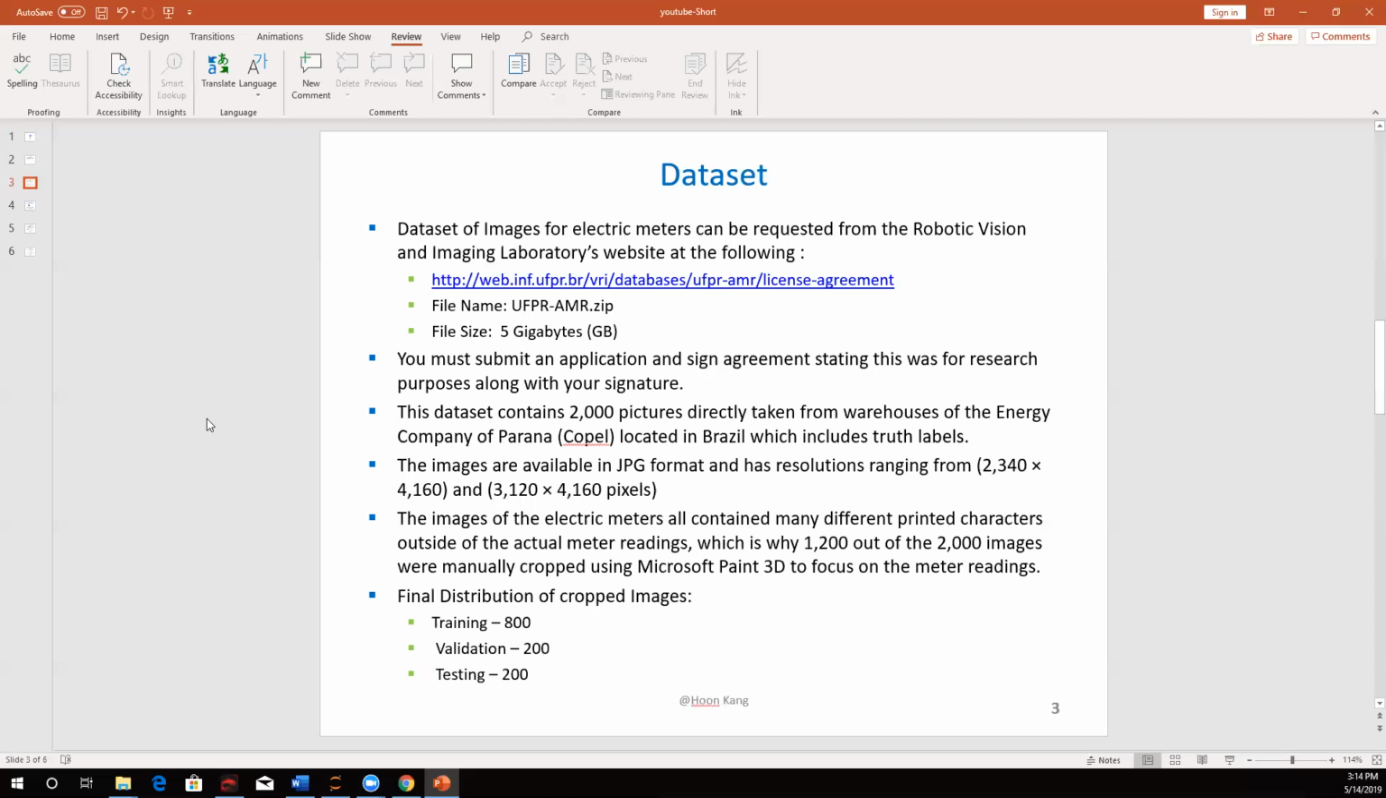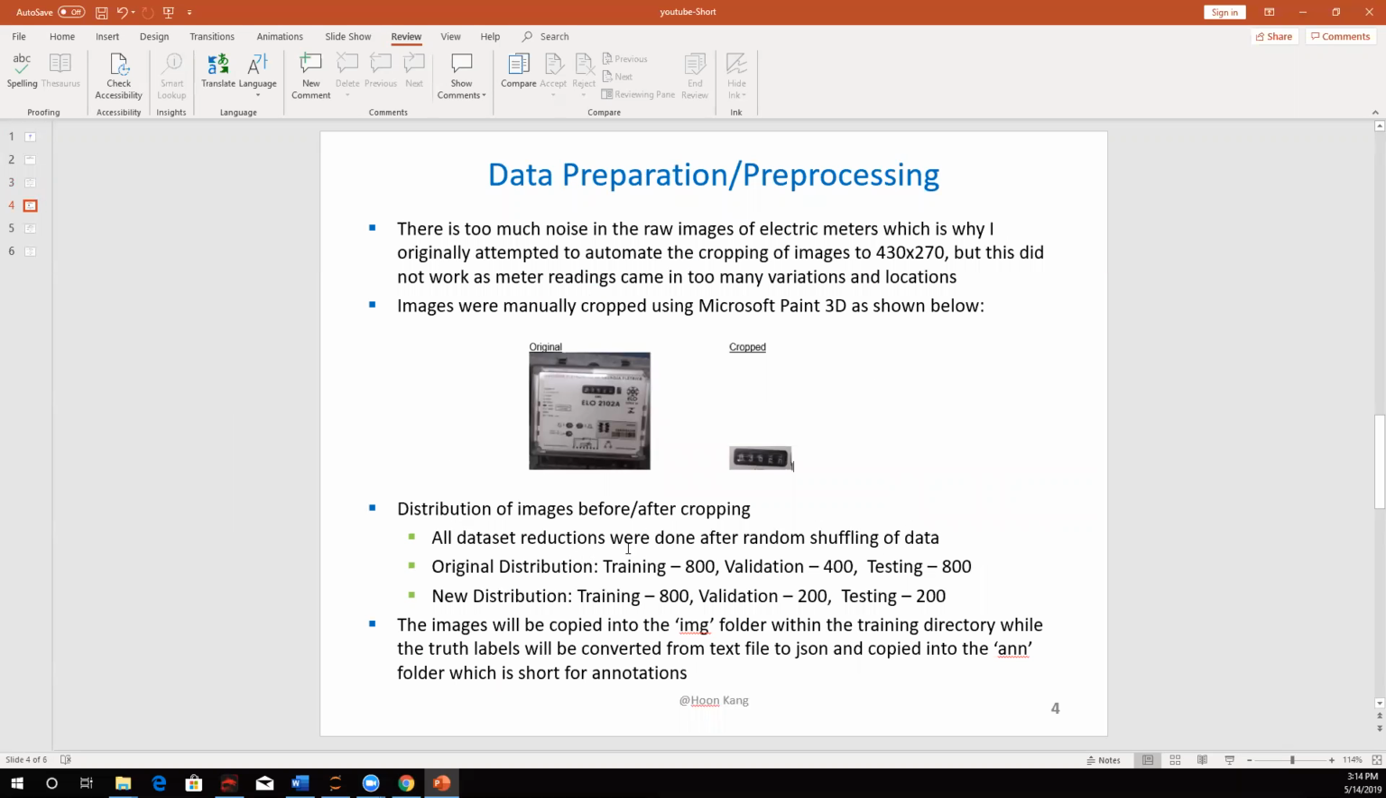The dataset comes from the Robotic Vision and Imaging Laboratory in Brazil. There are 2,000 high-resolution images, and I actually had to crop them to be able to focus on the meter readings themselves. And you can see the example of that here on the left, which is the original image, and the cropped image on the right, again, to focus on just the meter readings themselves for training purposes.